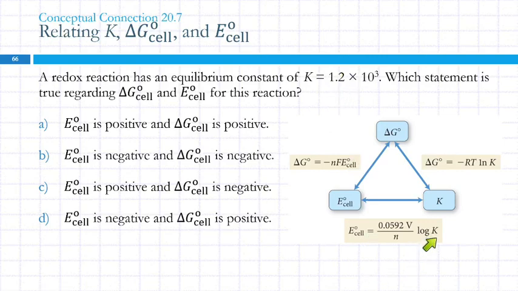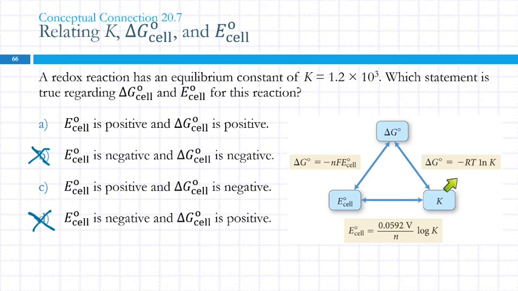So if I put a large number in here and I get a logarithm of a large number, is that going to be positive or negative? It's going to be positive. Yeah. So large K here means that the standard cell potential is going to be positive. So we can eliminate two of these choices then, where standard cell potential is 0.